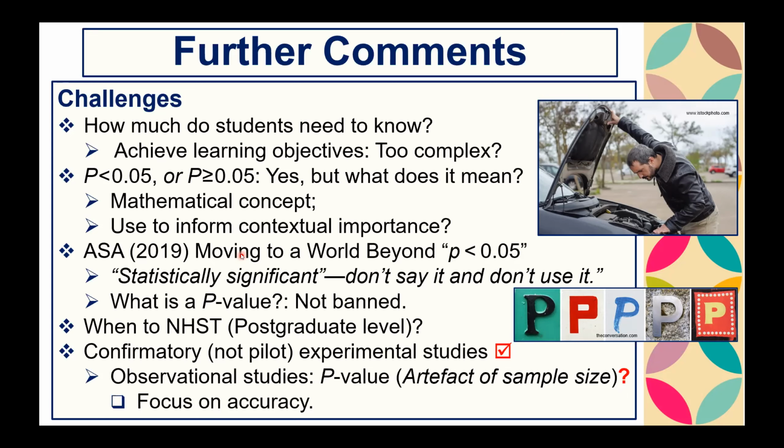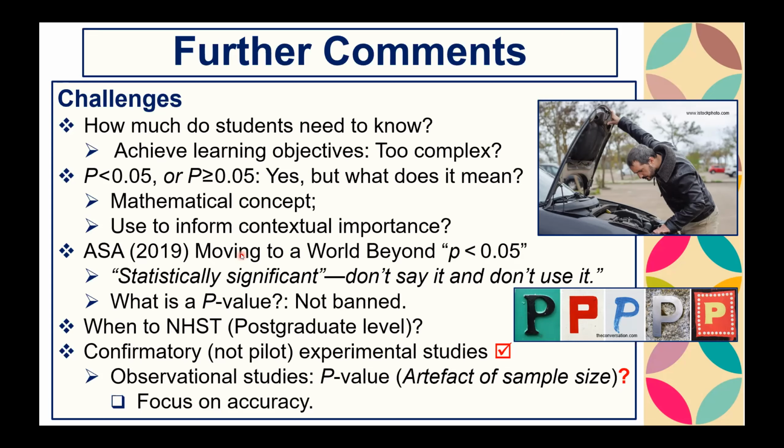And then I just tell them it's a mathematical concept. But what you need to do is be able to understand that mathematical concept in order to inform any decisions about contextual importance. And what's really interesting, I think, to my colleagues who say don't teach them what p-values actually are, is the ASA statement in 2019, moving to a world beyond p less than 0.05, which is actually quite important.